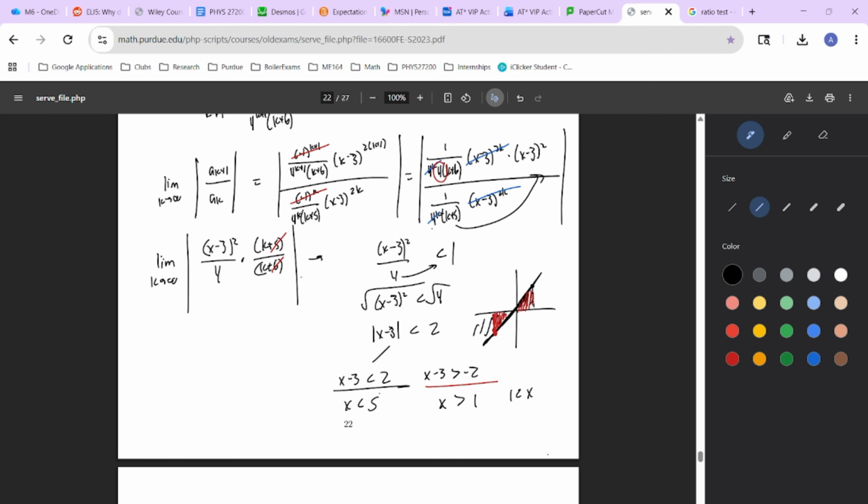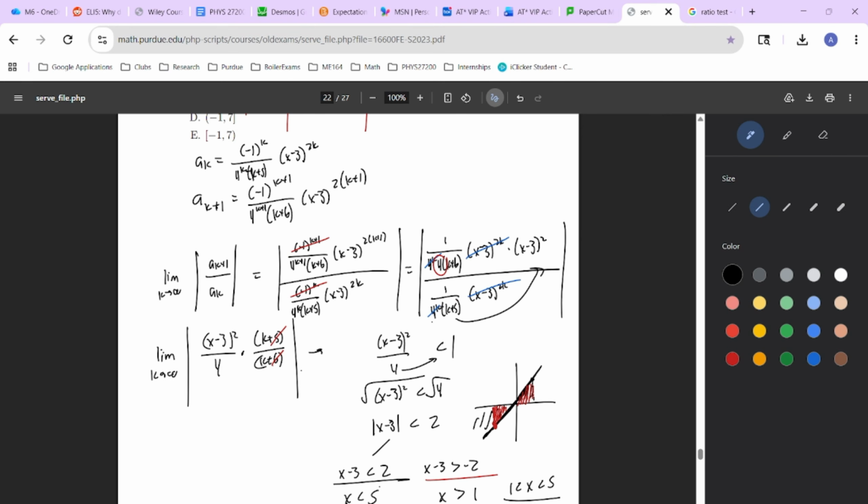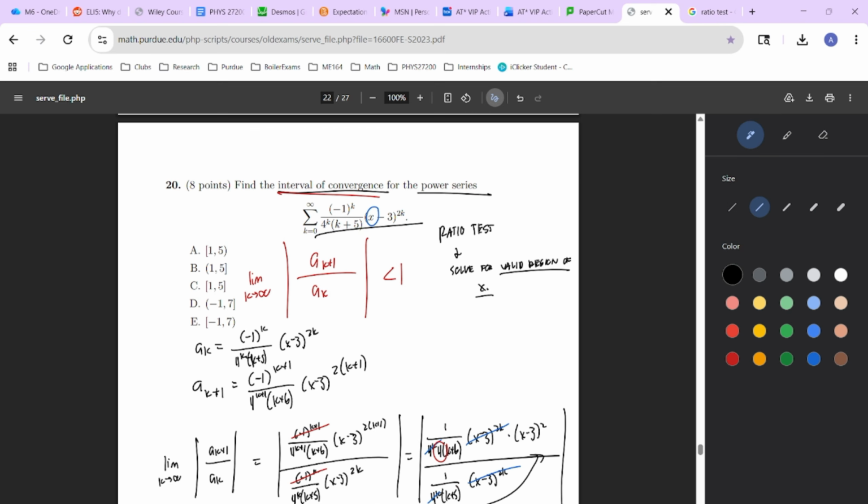1 is less than x is less than 5, for which all values are guaranteed to result in a convergent series. But we should also check the endpoints here, 1 and 5, and see if at those endpoints the series also converges. So I'm going to move back up here. I'm going to erase some previous stuff that I wrote down, and we're going to check that. And we do that by simply plugging in the values of the bounds for x.